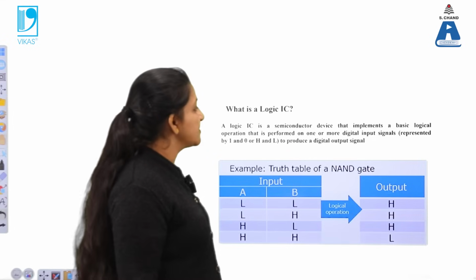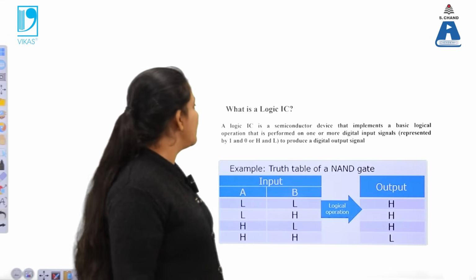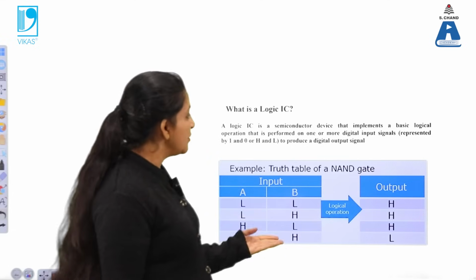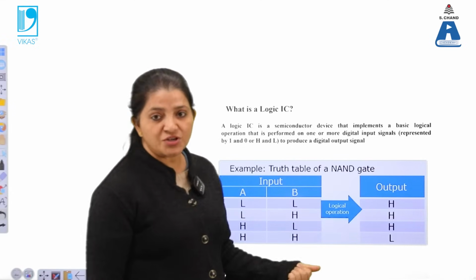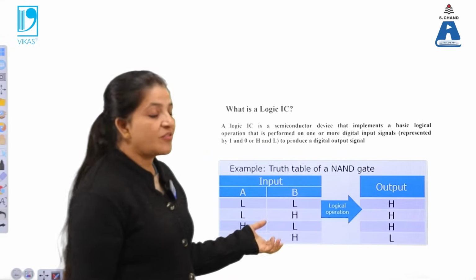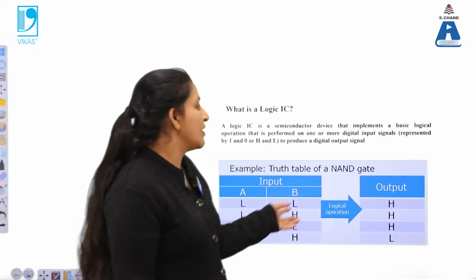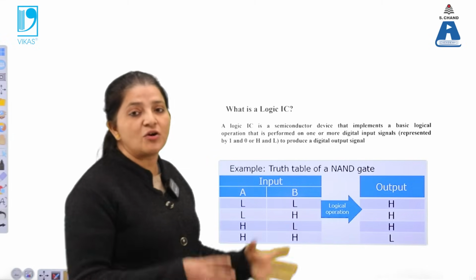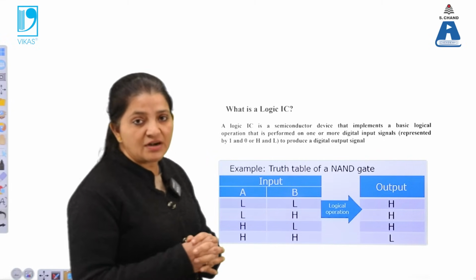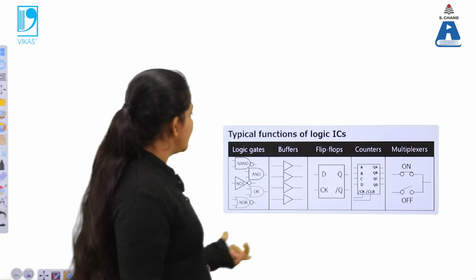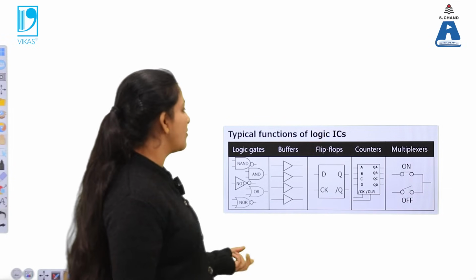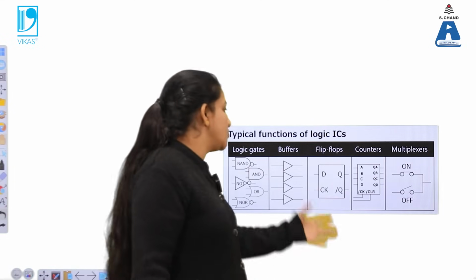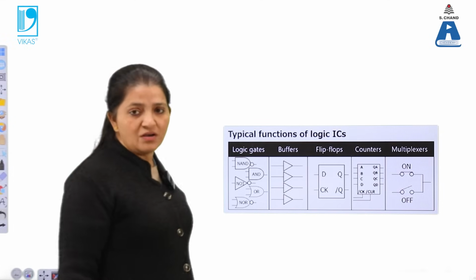So the logic IC is a semiconductor device that implements a basic logic operation performed on one or more digital input signals to produce the output signal. That means over the input signal, some logical operations are done and we will get the output signal. So that is known as the logic IC. Or you can say that the combination of different logic gates that will give us some circuit is known as the logic ICs. These are the typical applications of the logic IC. They can be used in gates, buffers, flip-flops, counters and multiplexers. So these are the different functions of the logic ICs.